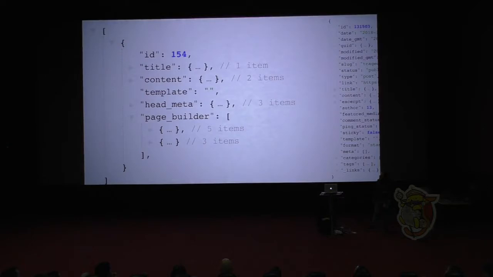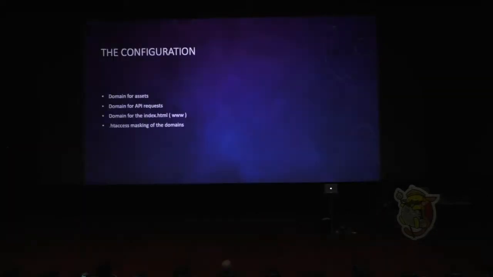We also reduced a lot of the standard API response fields, so we removed all the data that we don't need. As you can see on the right, that's a standard WordPress API response, which has a lot of fields. And instead of that, we just added the things that we need. And as you can see, we added one extra field, which is a page builder that contains elements. Each of those elements has its own React class that is called dynamically based on the page that you're opening.